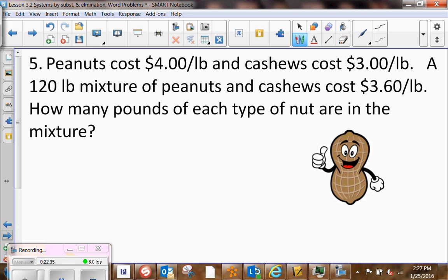Peanuts and cashews. Peanuts cost $4 a pound, cashews cost $3 a pound. A 120-pound mixture of peanuts and cashews costs $3.60 per pound. How many pounds of each type of nut are in the mixture? Okay, so the question is how many pounds of each type? So I need two equations. So let's let P be the amount of pounds of peanuts, and C be the pounds of cashews.